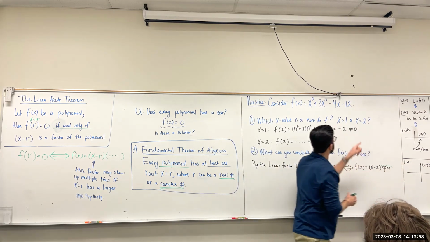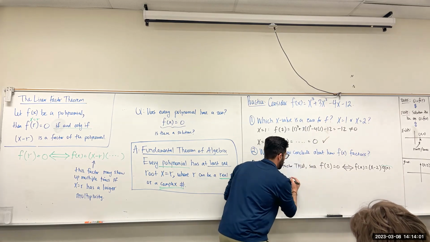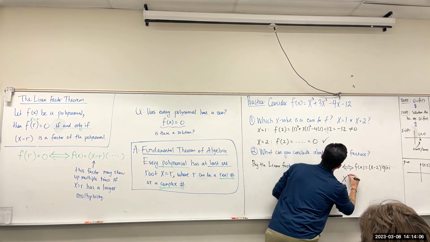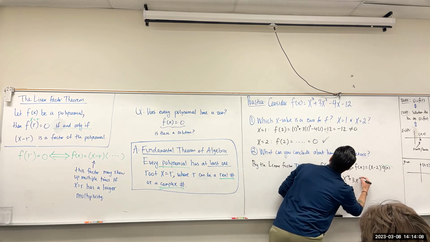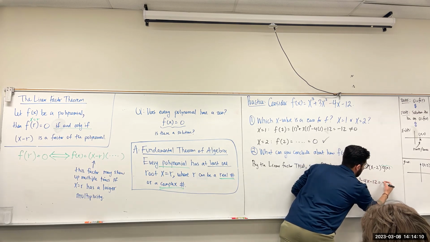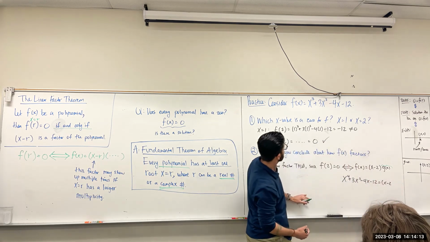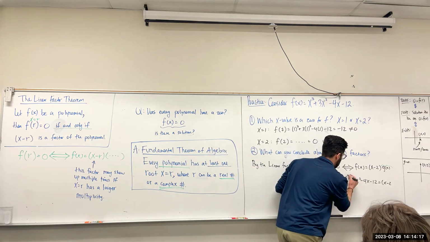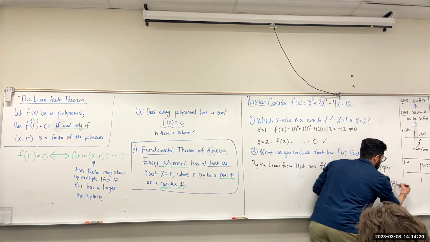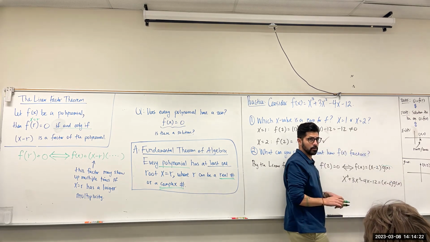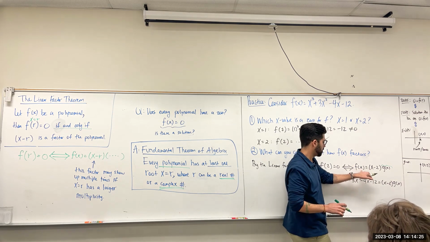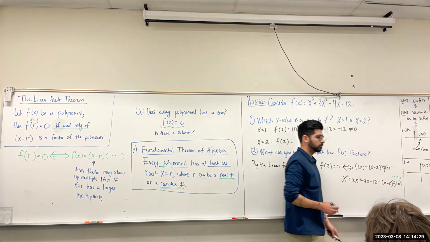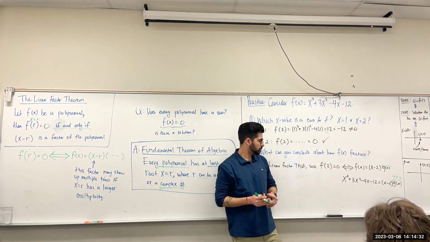So I know that this polynomial, x to the 3rd plus 3x squared minus 4x minus 12, will factor into something like this. This is f of x, and it'll factor. So the question now is, how do I find this guy? How are we going to find it?